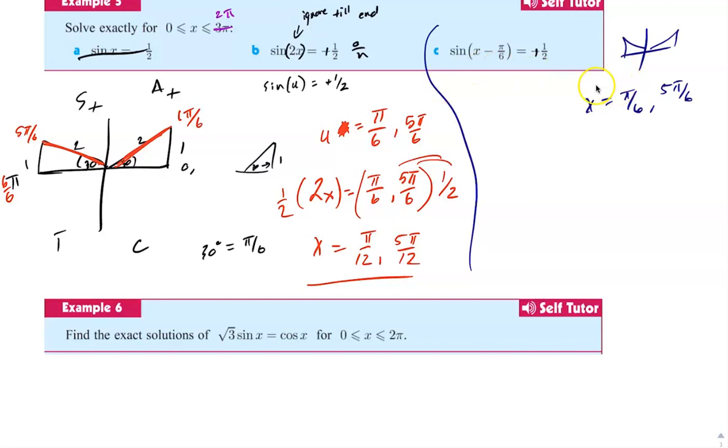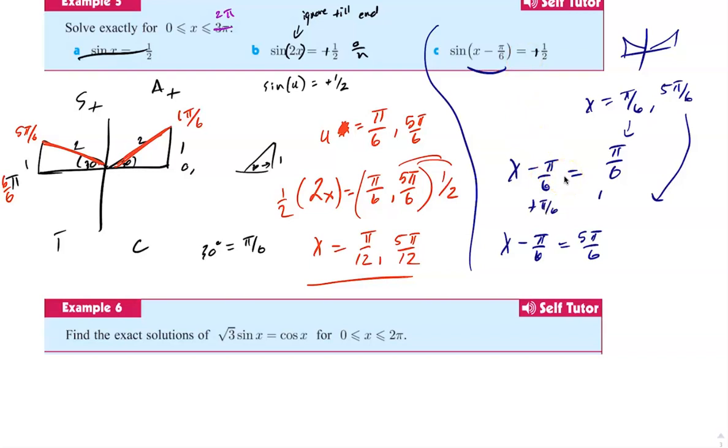So what happens here is, remember, you did not solve for x. You solved for all of this guy. So you just put that back at the end. x minus pi over 6 equals pi over 6, this guy. And x minus pi over 6 equals 5 pi over 6, this guy. Then you just solve each one separately. In this case, I would add pi over 6 on both sides. And I would get 2 pi over 6, also known as pi over 3.